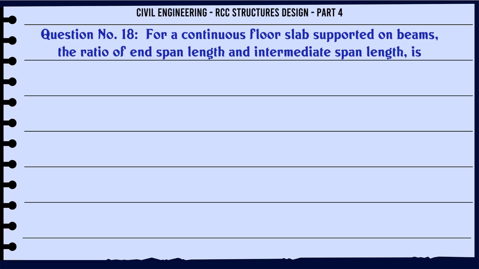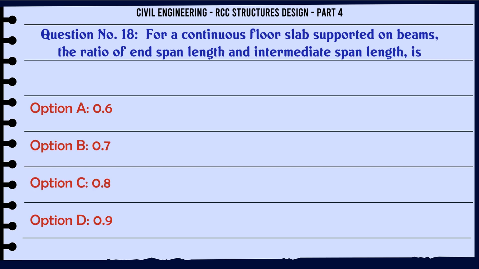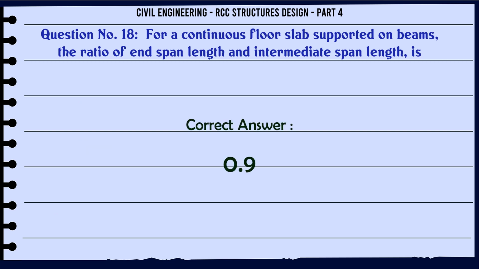For a continuous floor slab supported on beams, the ratio of end span length and intermediate span length is A. 0.6, B. 0.7, C. 0.8, D. 0.9. The correct answer is 0.9.